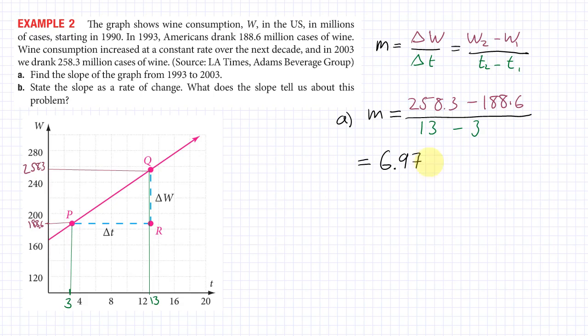We should probably include the units of this, because the units are always going to be whatever the units of the top of it were, which are the units of y, or W in this case. And here, these must represent millions of cases of wine. And the units of the denominator are going to be whatever the units of the t-axis or the x-axis are, which in this case, well, that represents 13 years after 1990, 3 years after 1990. That's going to be years.